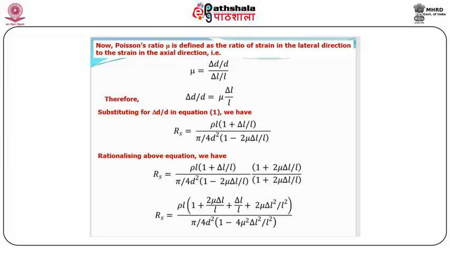So rationalizing the above equation, we get Rs equal to rho L multiplied by 1 plus delta L by L divided by pi by 4 d square multiplied by 1 minus 2 mu delta L by L. This is multiplied by 1 plus 2 mu delta L by L divided by 1 plus 2 mu delta L by L. So we get Rs equal to rho L multiplied by 1 plus 2 mu delta L by L plus delta L by L plus 2 mu delta L square by L square divided by pi by 4 d square multiplied by 1 minus 4 mu square delta L square by L square.